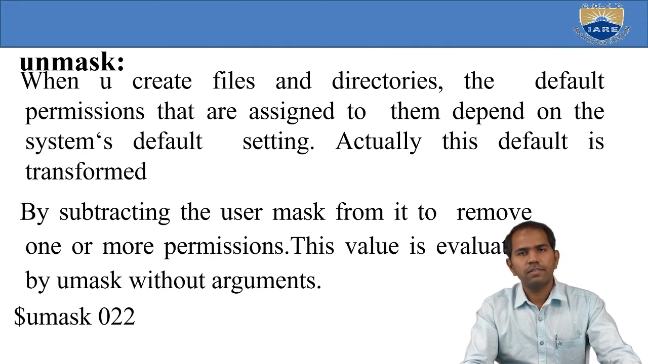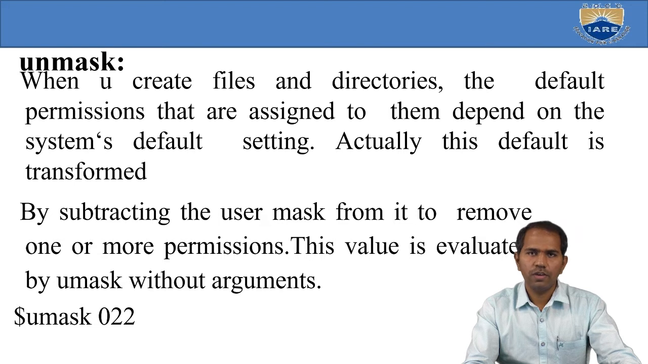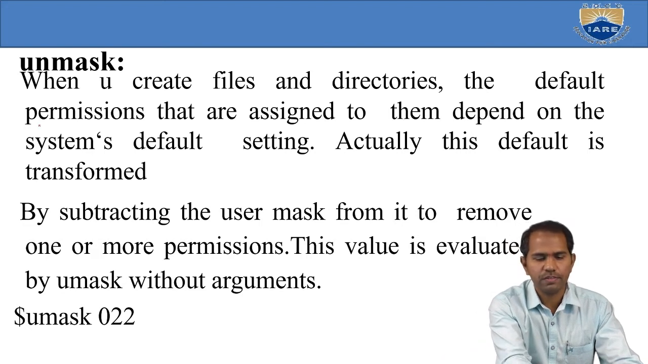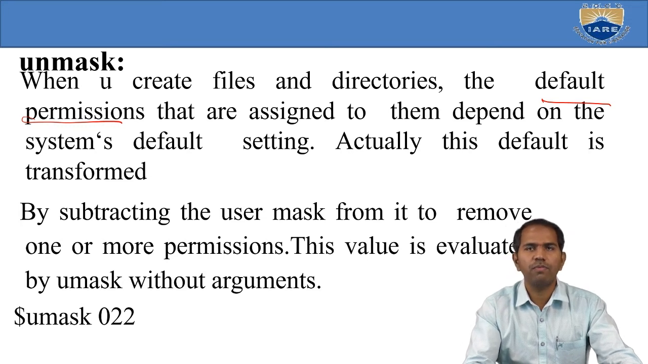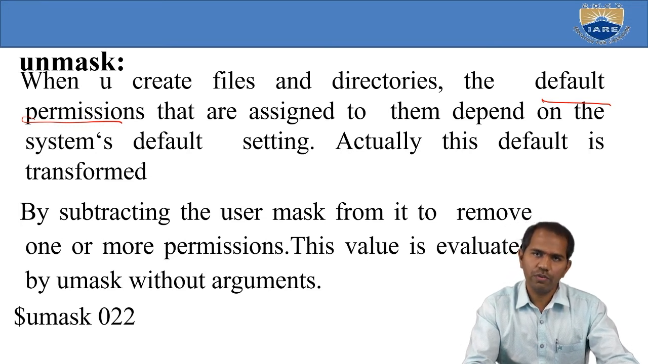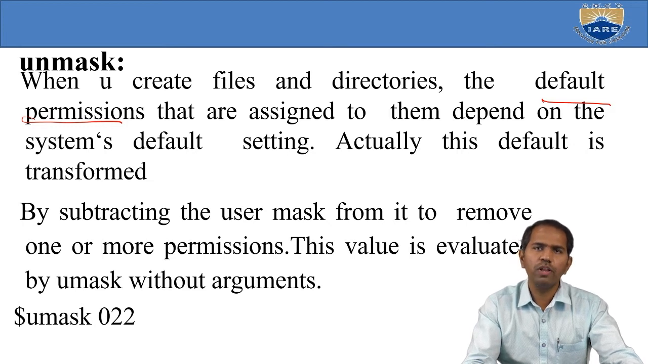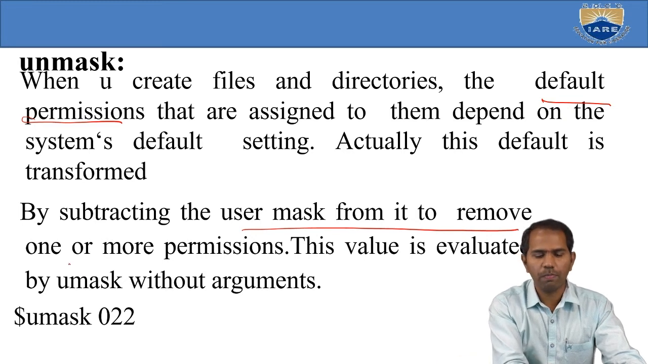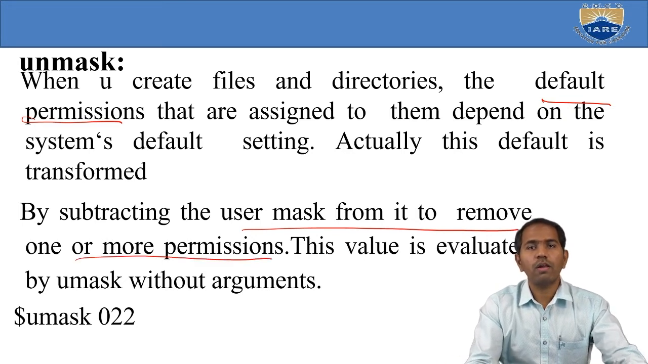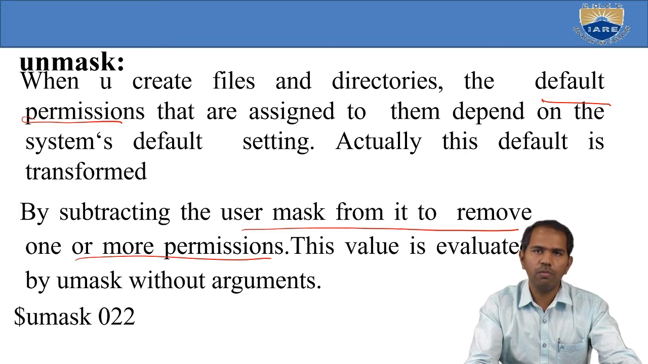In this, umask is one of the Linux utilities. When we initially create a file or directory, it has some default permissions assigned to it depending on the system default settings. Whatever has been defined, we assign those default settings. With umask, we can remove permissions by subtracting the user mask from the default. I want to remove one or more permissions from the default.